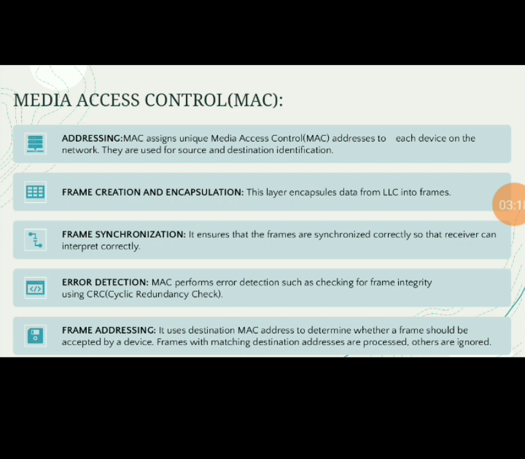Then frame synchronization. It ensures that the frames are synchronized correctly so that the receiver can interpret correctly. Error detection. MAC performs error detection such as checking for frame integrity using CRC. CRC means cyclic redundancy check, or it is also called check bits. Frame addressing. It uses destination MAC address to determine whether a frame should be accepted by a device. Frames with matching destination addresses are processed while others are ignored.